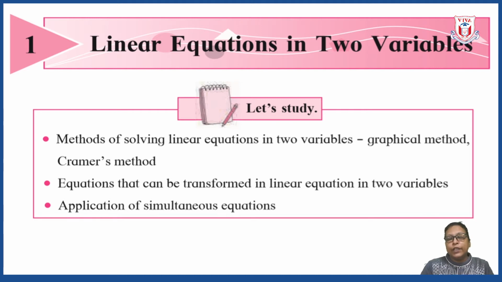Newly we are going to see here the graphical method to solve the linear equations and also the Cramer's method, also known as Cramer's rule. Then the next topic is equations that can be transformed in the linear equations in two variables. What is the meaning of this? That the equations are not in two variables when we look at them, but it is possible for us to transform them in the linear equations with two variables.